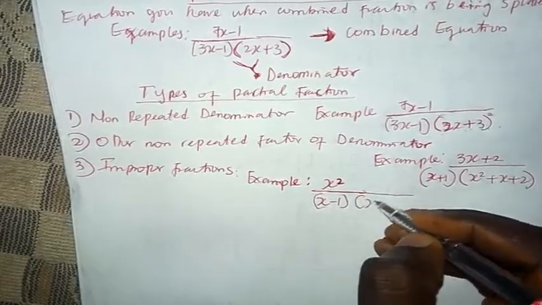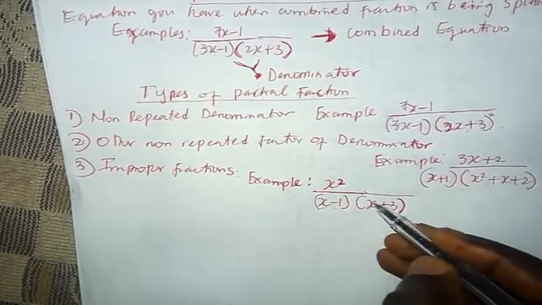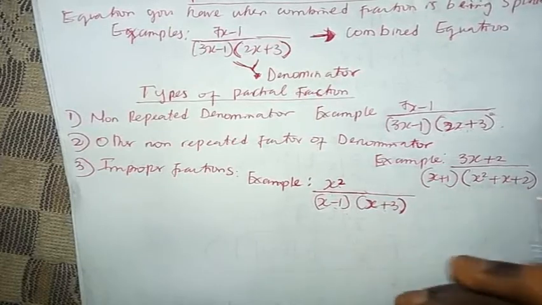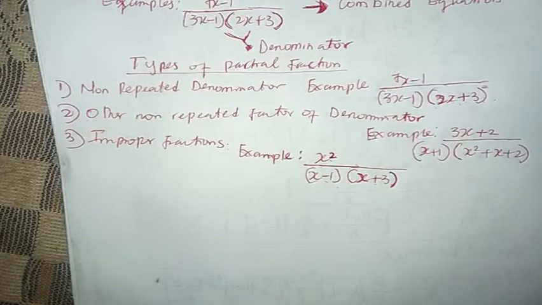That is an improper fraction. So you can see that if you expand this one, the power will be equal to this. So in this kind of question, we are going to divide first. We are going to use the normal long division method first, before you now solve it with your partial fraction method.